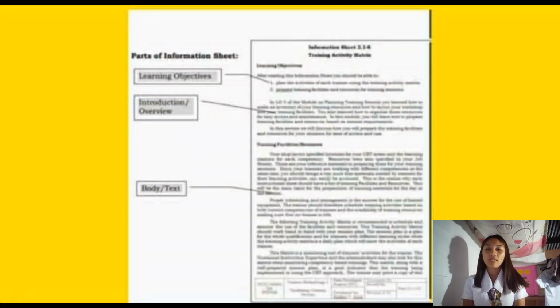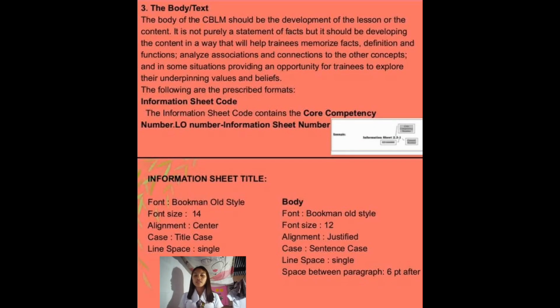Picture that shows the parts of an information sheet. Number 3 is the body and text. The body of the CBLM should be the development of the lesson or the content. It is not purely a statement of facts, but it should develop the content in a way that will help trainers memorize facts, definitions, and functions, analyze associations and connections to other concepts, and in some situations provide an opportunity for trainers to explore their underpinning values and beliefs.